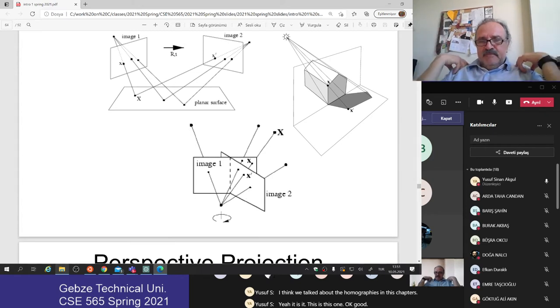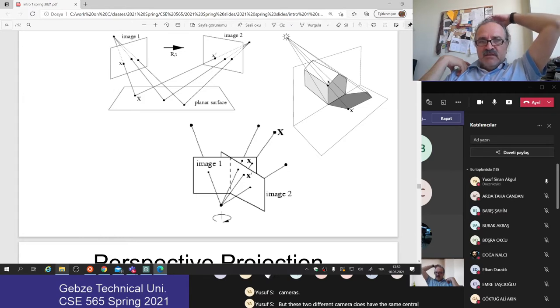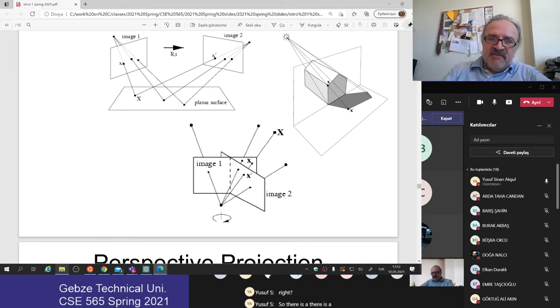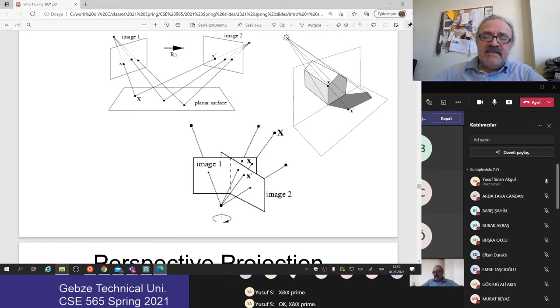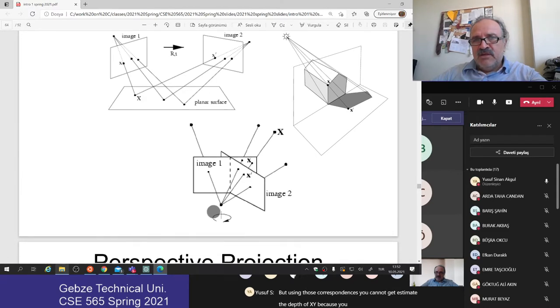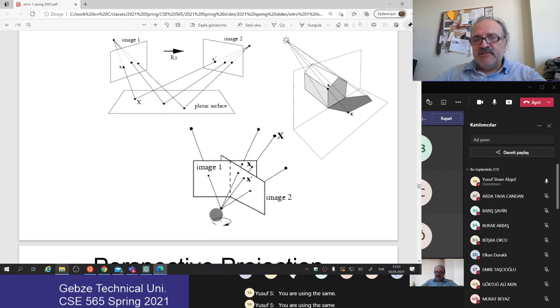This is the same thing that I tried to draw with two images. Remember, image one and image two is produced by two different cameras, but these two different cameras have the same central projection. The only difference is that the camera is rotated a little bit to the right. So there is a correspondence between this point X and X prime. But using those correspondences, you cannot estimate the depth of X. Why? Because you are using the same central projection, and there is a homography between image one and image two.